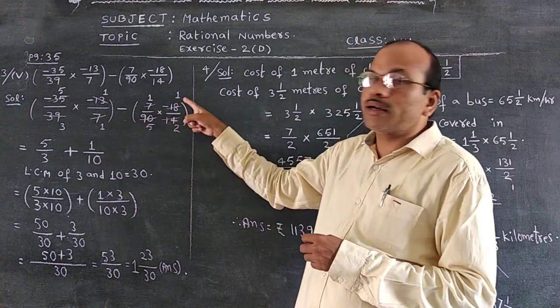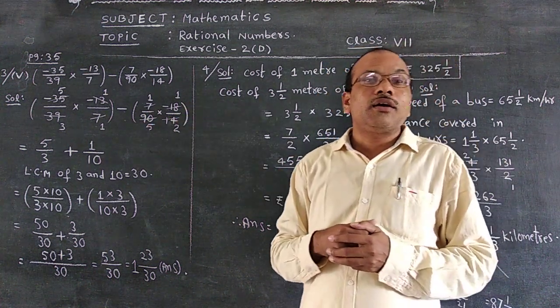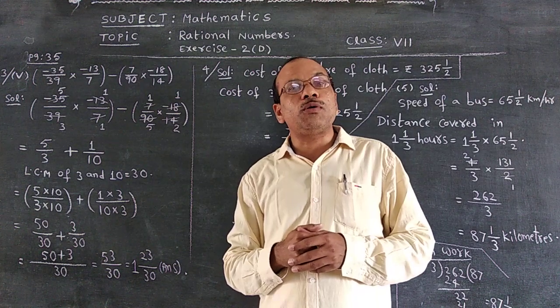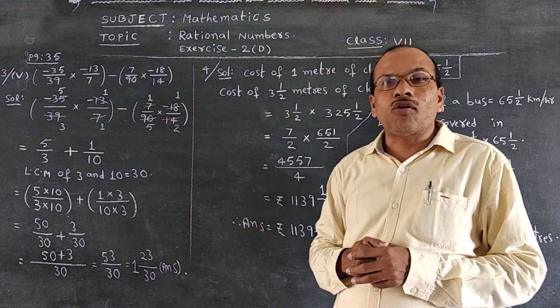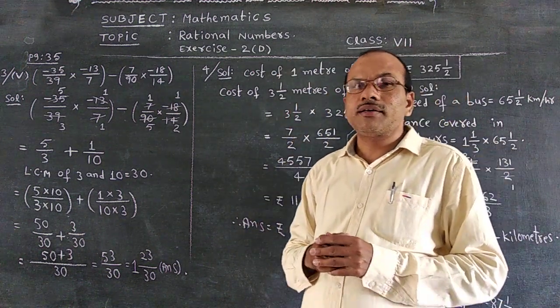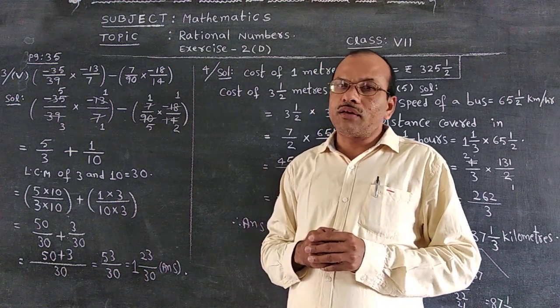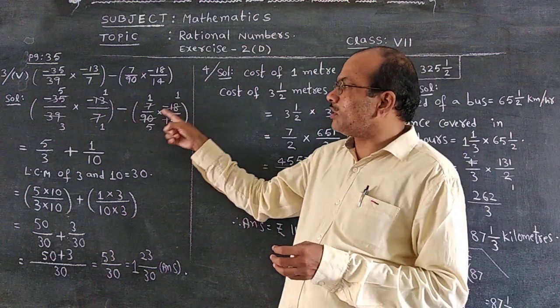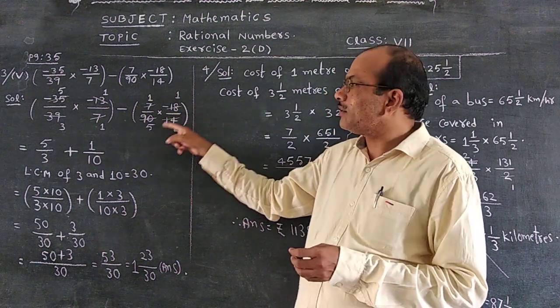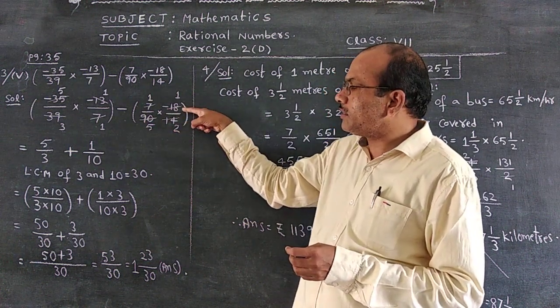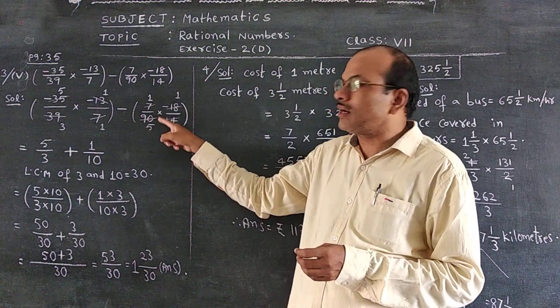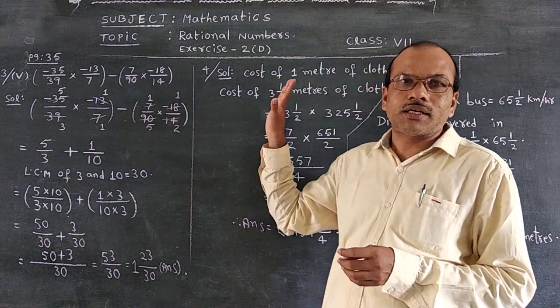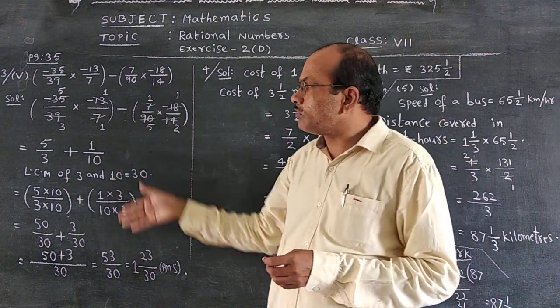Next, 90 and 18. Children, do you know the 18th table? How much is 18 fives? Is it 90? Yes. So the 18th table we can use to cancel that. 18 ones are 18, 18 fives are 90. Now cancellations are over. The remaining part we will write.